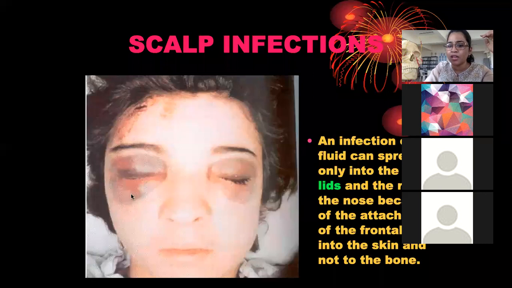This is called ecchymosis, E-C-C-H-Y-M-O-S-I-S, ecchymosis. Or simply called black eye. If you can't remember that, you can even write black eye. What is black eye? Let's see.